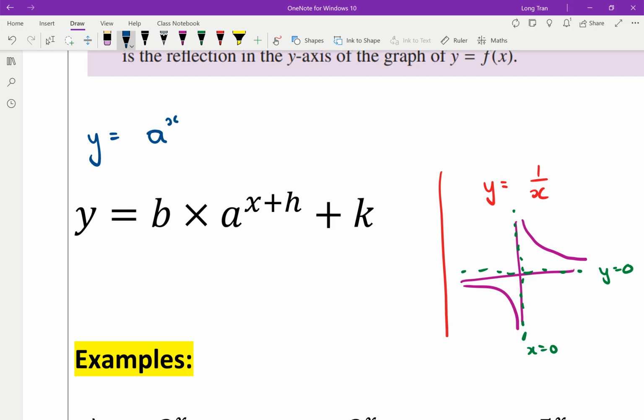That's a basic exponential graph. Now notice I used the letter A because the letter A represents what the base value is. So it could be 2 to the power of x, that's an exponential function. It could be 3 to the power of x, that's an exponential function. So what you see here is what does an exponential function look like? As a basic look to it, this is what it should look like.